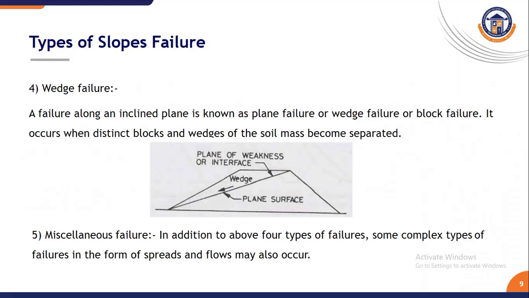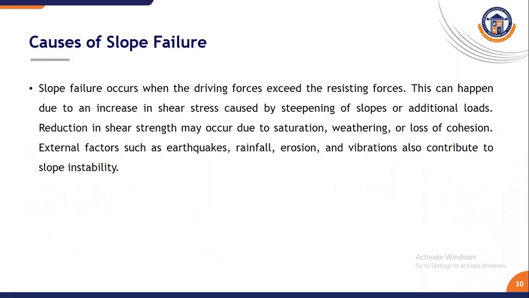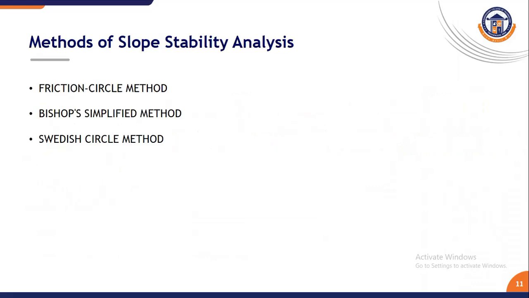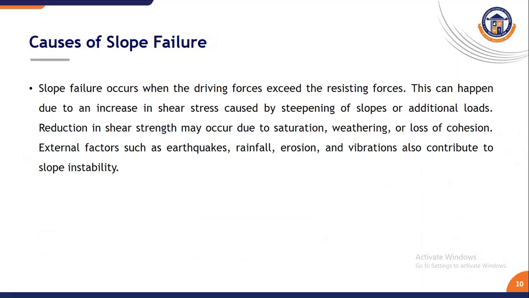Then the next one is miscellaneous failure. Here, apart from the major types of failure, a slope may also fail in the form of soil flows and spreads. These failures usually occur in saturated fine-grained soil and are associated with higher water content and low shear strength.